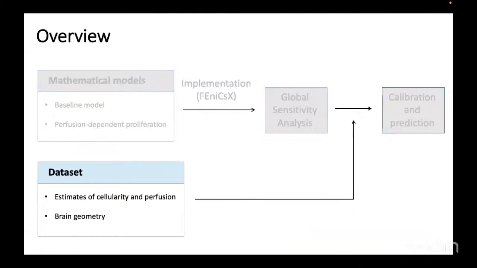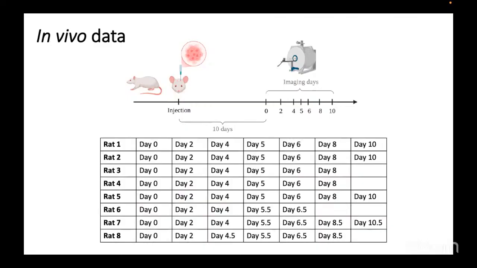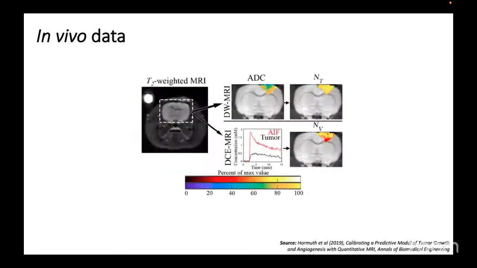First, I'm going to briefly explain the dataset, which was generated at the University of Texas by David Hormuth some years ago in a previously published work. Basically, we had a cohort of rats which were injected glioma cells and imaged through different days. We have around 7 imaging points for each rat, although some of them have fewer. And from the different modalities of MRI that were performed, they were able to obtain estimates of tumor cellularity and vasculature throughout the different time points.